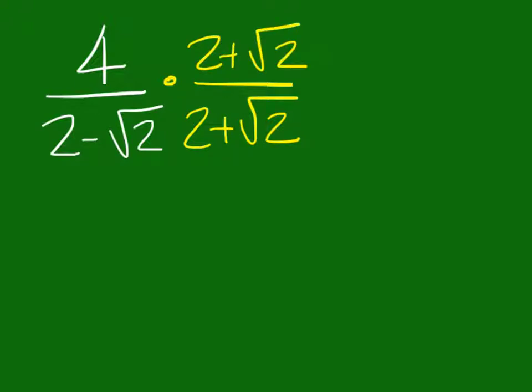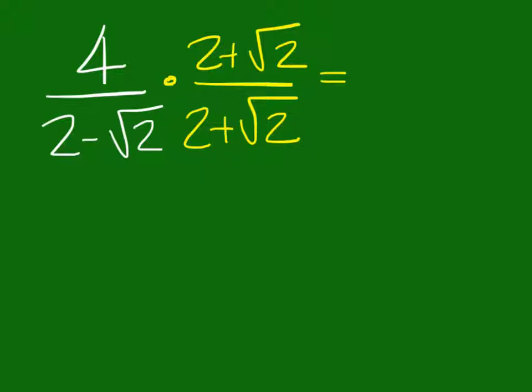Whatever the sign is in the middle, you have to change it. In this case it was minus, you change it to plus. And you multiply the top and the bottom by that same thing. By doing so, you're not changing the value because it's 1. This over itself is 1. It doesn't change the value, but it does simplify it.